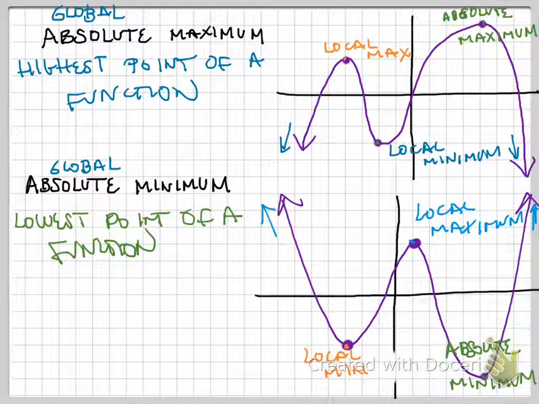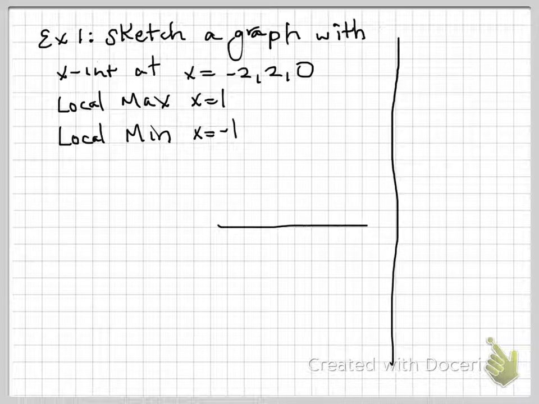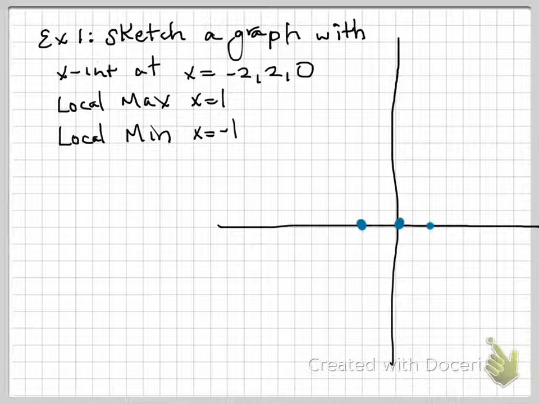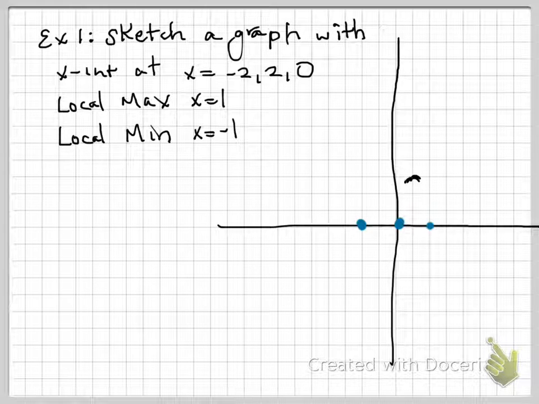Okay, so let's use that in this next example. We want to sketch a graph with x-intercepts at -2, 2, and 0, the local max at x equals 1 and the local min at x equals -1. So let's sketch what we know. We don't know what degree it is yet, but we do know we have x-intercepts at -2, 2, and 0. It tells us we have a maximum at x equals 1. It doesn't matter where you put it, just somewhere along 1. If it's a maximum, that means it's the highest point, so it curves down.